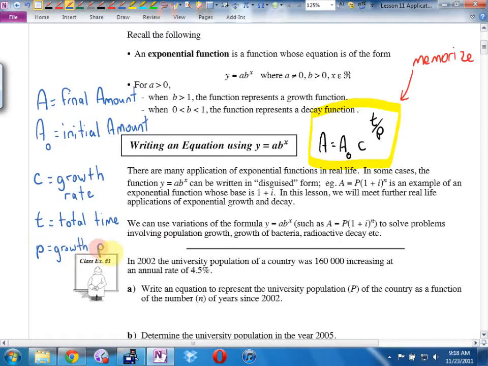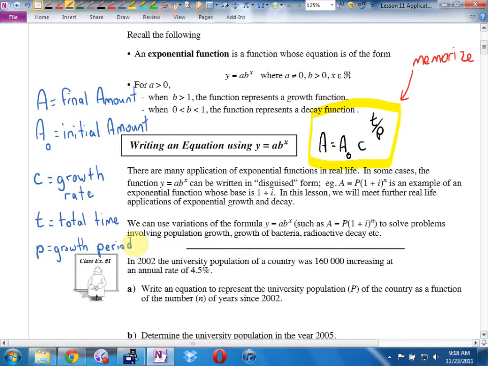The population doubles every 5 years, your growth period would be 5. Population doubles every 6 months, your growth period would be 0.5, half a year. Population doubles every year, your growth period would be 1. Okay? Now, if you memorize this, then, Katie, it becomes fairly plug and chug-ish.